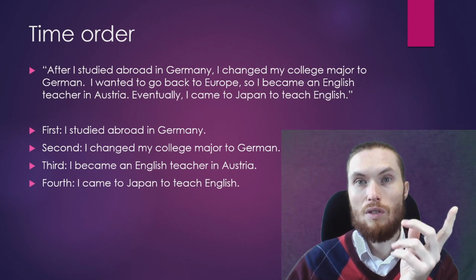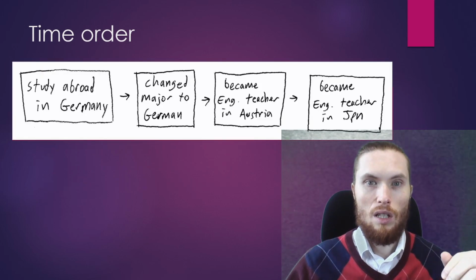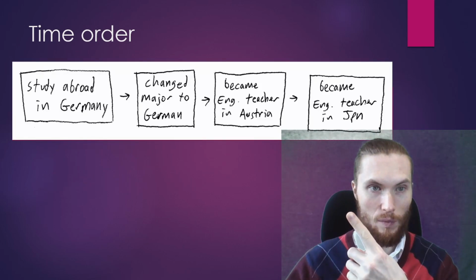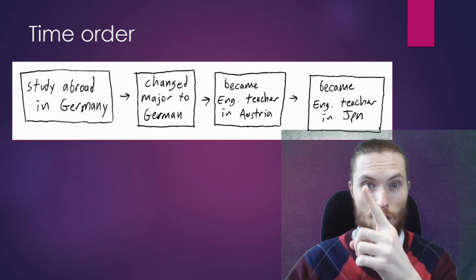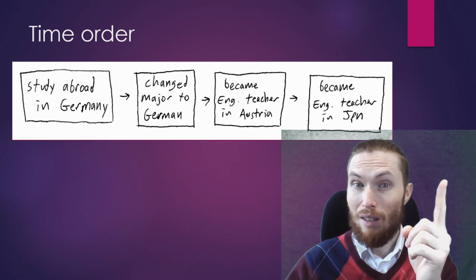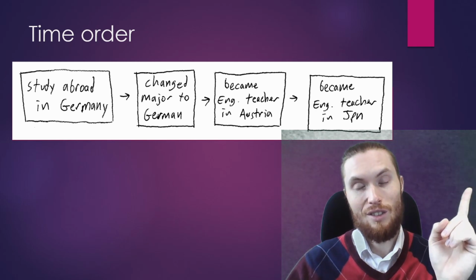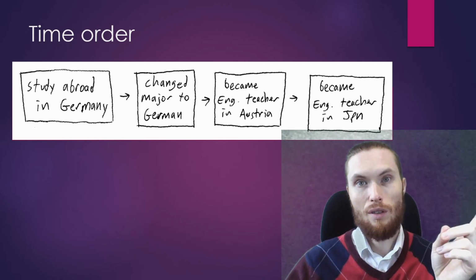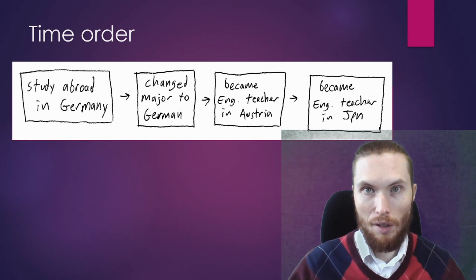And we can use squares and arrows to show these ideas. So a diagram for this might look like this. First, study abroad in Germany, then changed major to German, then became an English teacher, then became an English teacher in Japan. So this shows first, second, third, fourth. So this is an example of time order in a diagram.